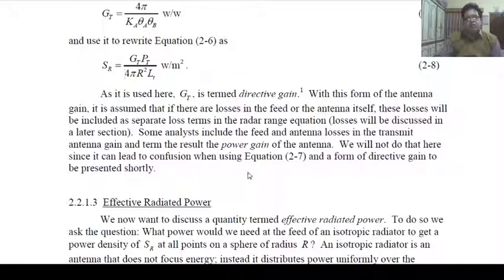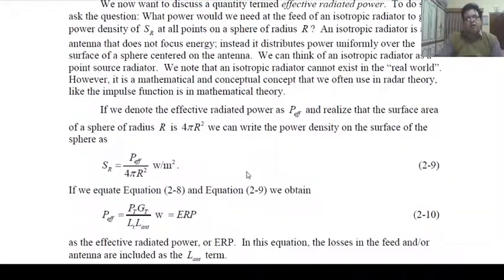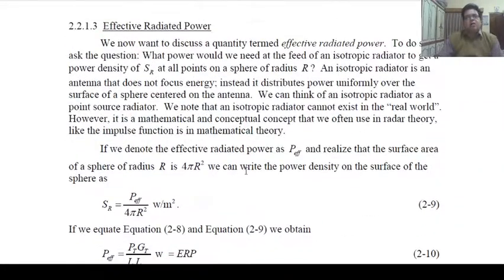After that, radiated power. What is radiated power? Effective radiated power. We now want to discuss the quantity effective radiated power. To do so, we ask the question: what power would we need at the feed of an isotropic radiator to get a power density of S_R at all points on a sphere of radius R? An isotropic radiator is an antenna that does not focus energy. Instead, it distributes power uniformly.